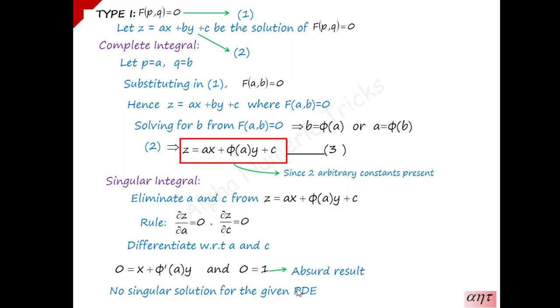And one thing you should remember: when you are replacing b = φ(a), you have to eliminate the arbitrary constants a and c. Suppose you are using a = φ(b) here, then you get a, b and c, and you have to differentiate with respect to b and c and get the singular solution. That thing you should remember.